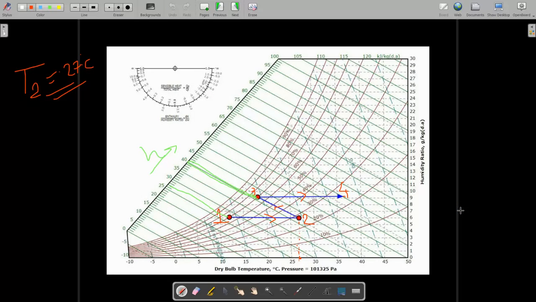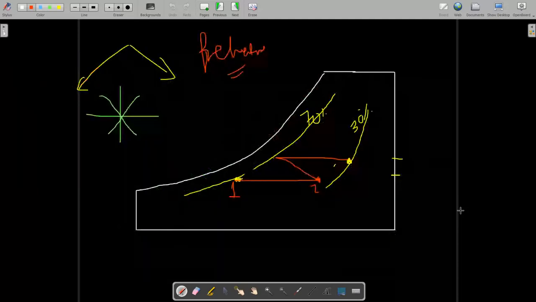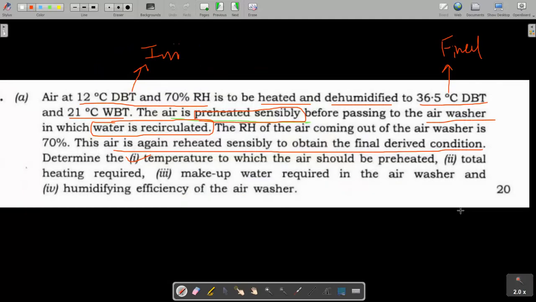Look how easily we can solve all these questions. That's why I'm telling you, just get used to seeing the psychrometric chart. If you still have any doubt, you can ask. I will make a separate video on all the processes, all the locations, states, and different lines. So our two questions are solved.